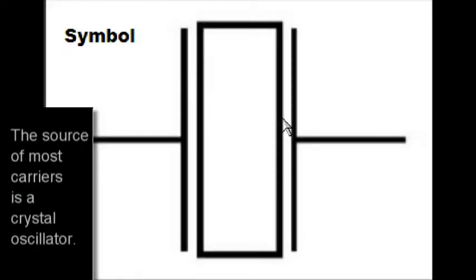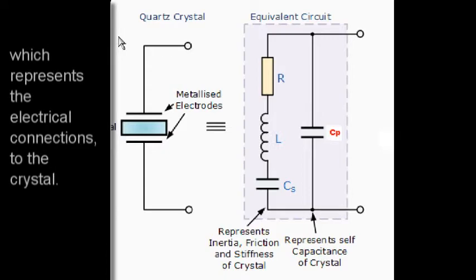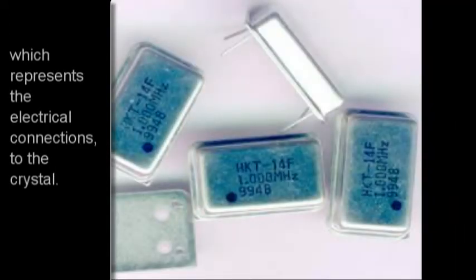The source of most carriers is a crystal oscillator. The equivalent circuit for the quartz crystal shows an RLC series circuit, which represents the mechanical vibrations of the crystal, in parallel with a capacitance, which represents the electrical connections to the crystal.